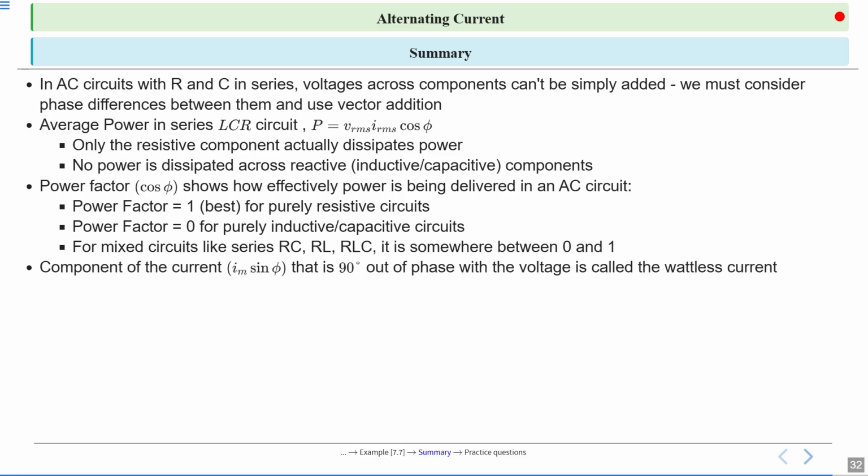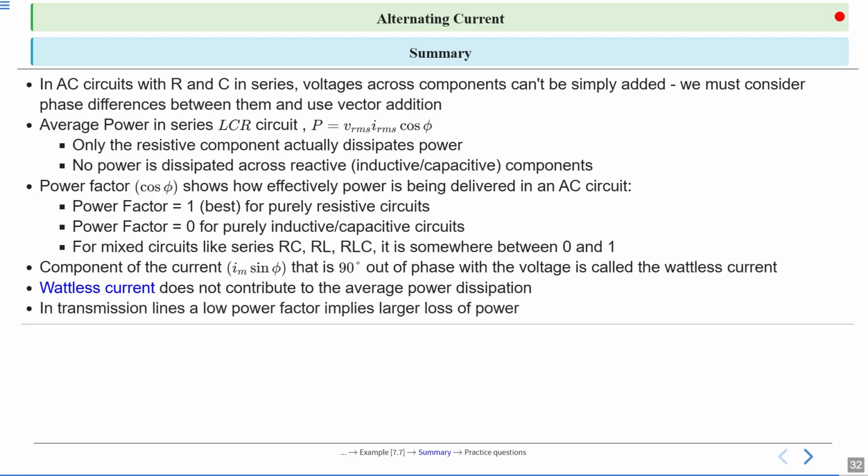The component of the current Im sin phi that is 90 degrees out of phase with voltage is called wattless current. Wattless current does not contribute to the average power dissipation. Okay, we have discussed this. And wattful current contributes to the average power dissipation. In transmission lines, a low power factor implies larger power loss.